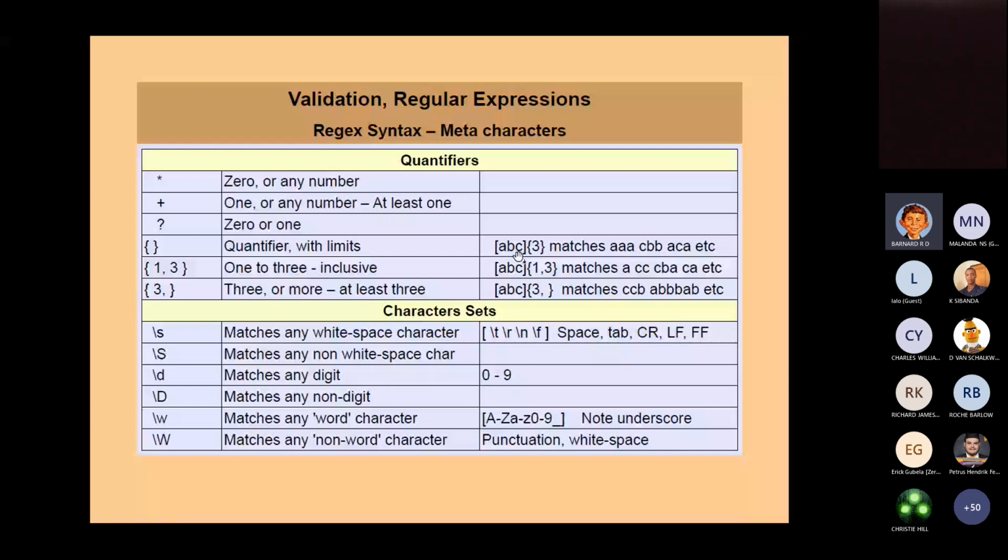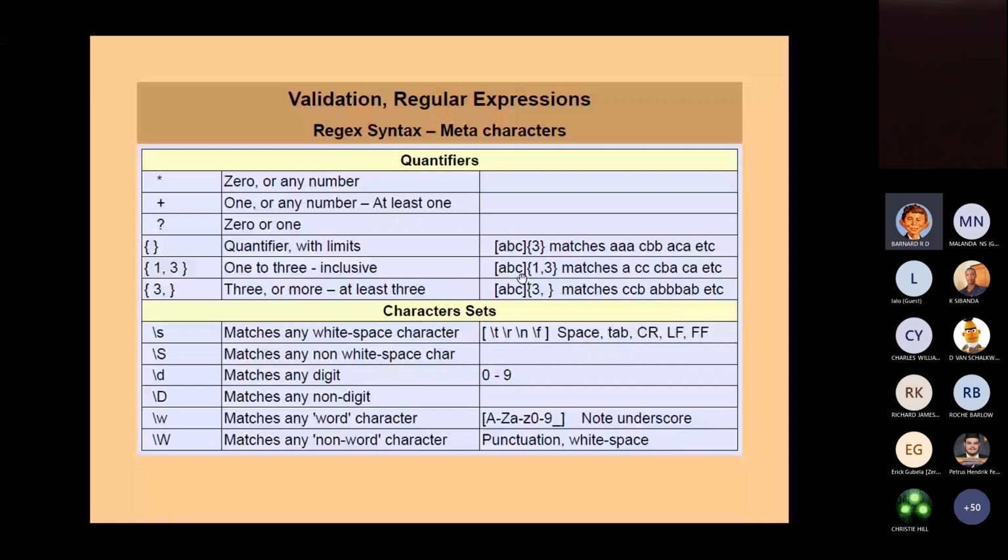It's one digit from within any one of the digits within the square brackets at a time, and then repeated 3 times. So the first time it can be any of the 3 digits. The second time it can also be any of the 3 digits. The third time it can also be any of the 3 digits. So you can get any combination of what's in the square brackets done 3 times. But remember, it's 1 at a time, repeated 3 times.